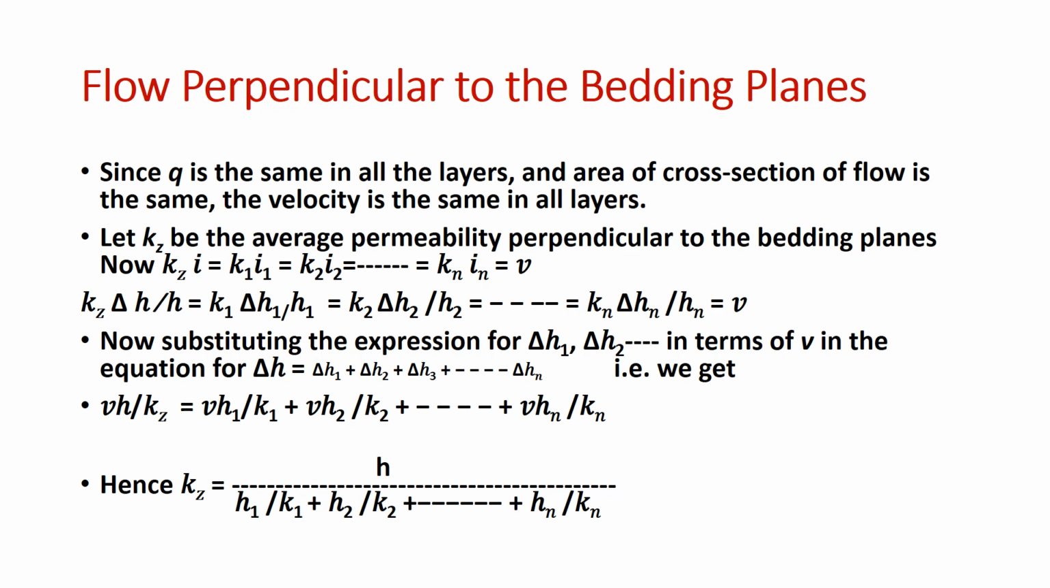So we can substitute, and we also know delta H is equal to delta h1 plus delta h2 and so on. If we keep these values here, then VH upon kz, that is the average permeability, is equal to V h1 upon k1 plus V h2 upon k2 plus and so on, V hn upon kn. V will get cancelled in all the terms. So kz will be equal to H upon (h1 upon k1 plus h2 upon k2 plus and so on). So this will be the permeability in case of flow perpendicular to the bedding.